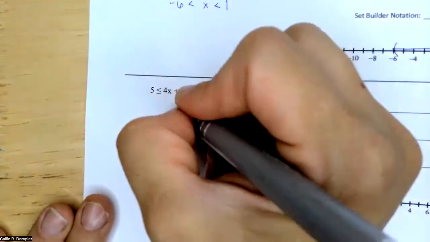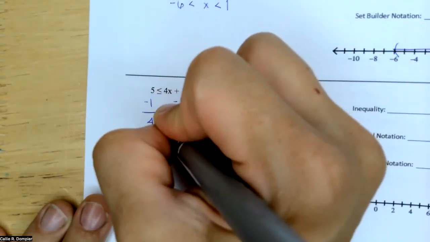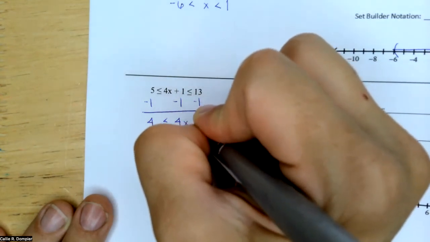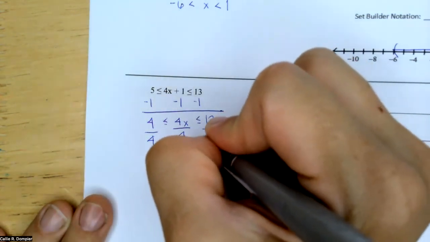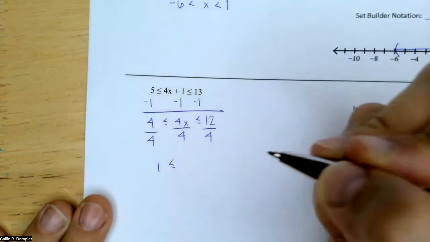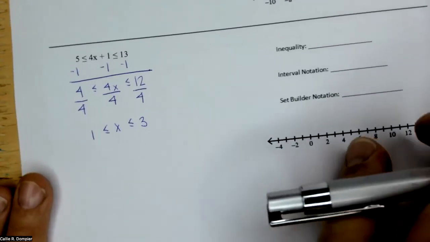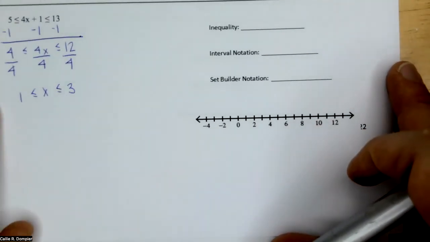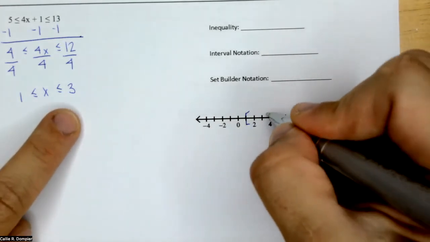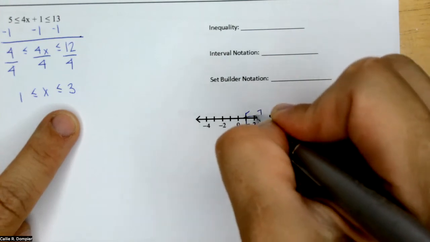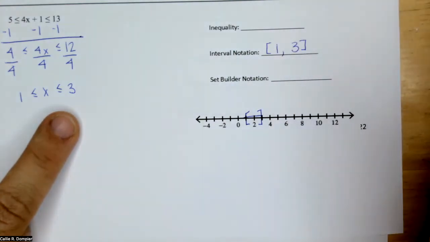Again, we're just solving for x, so I'm going to subtract 1, subtract 1, subtract 1. 5 minus 1 is 4, 4x in the middle. 13 minus 1 is 12. Divide everything by 4. 1 is less than or equal to x, which is less than or equal to 3. They both have the equal to symbol, so we're going to start at 1 with a bracket and end at 3 with a bracket, from 1 to 3.